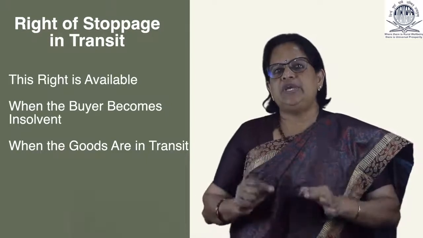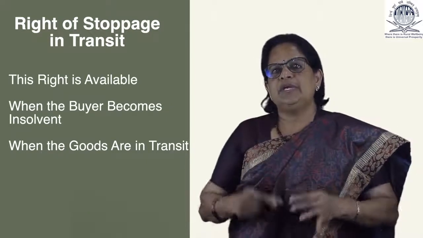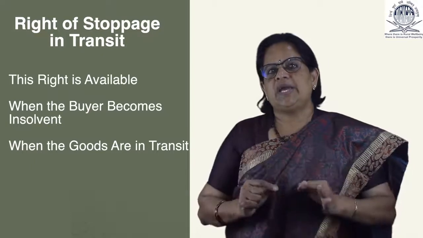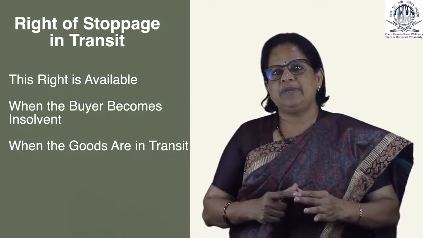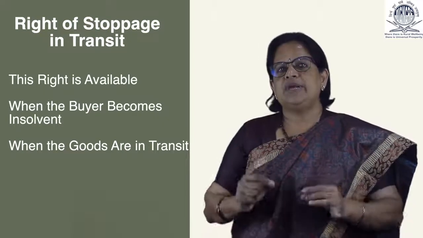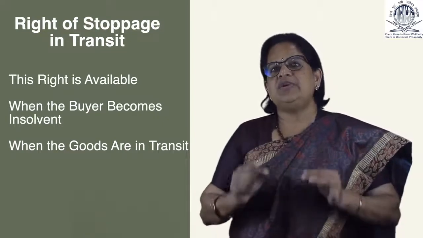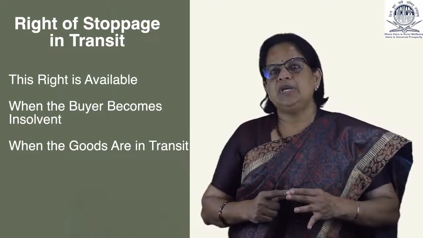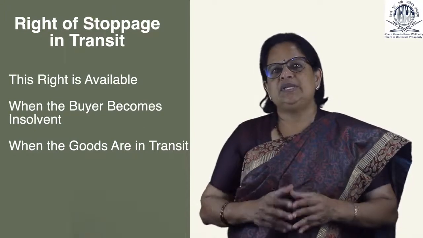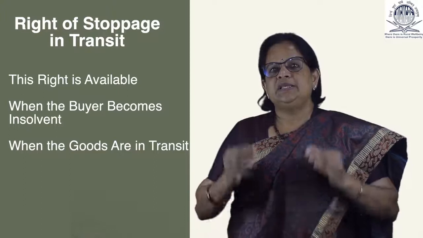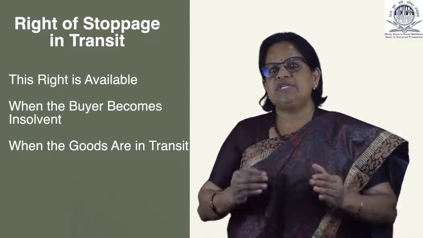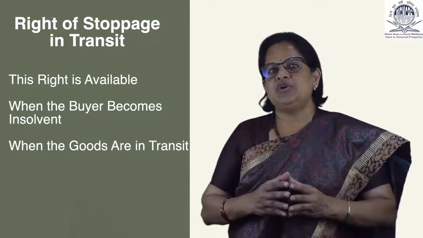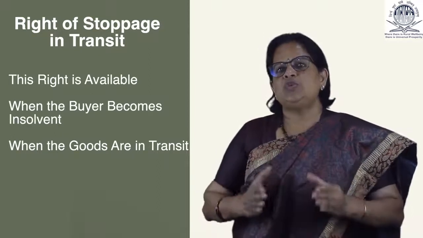Goods are deemed to be in the course of transit if they are delivered to a carrier or other bailee for the purpose of transmission to the buyer until the buyer or his agent takes delivery of them. But please remember that the unpaid seller has this right only under two circumstances. First is the buyer being insolvent, and second is when the goods are in transit.